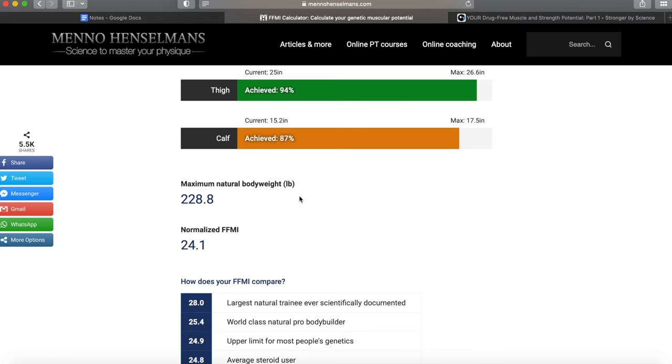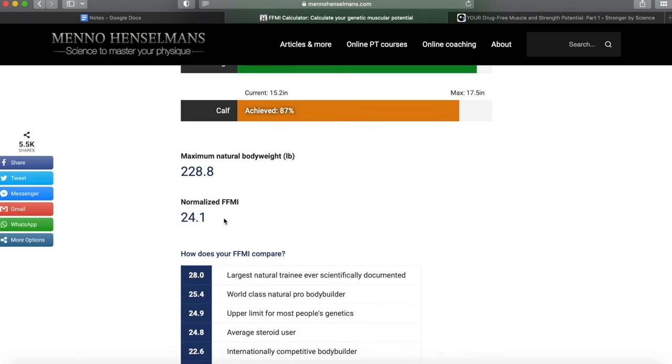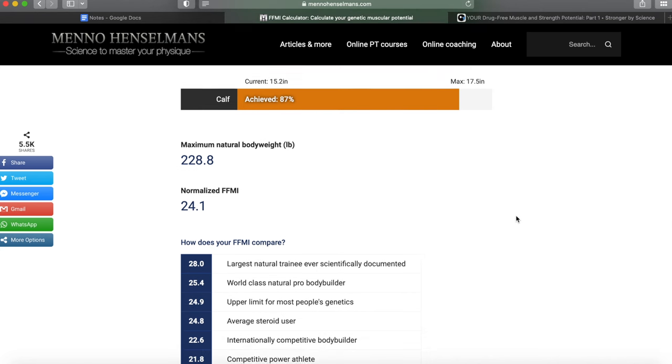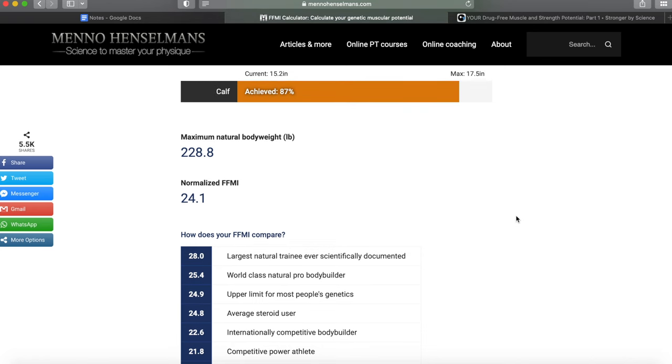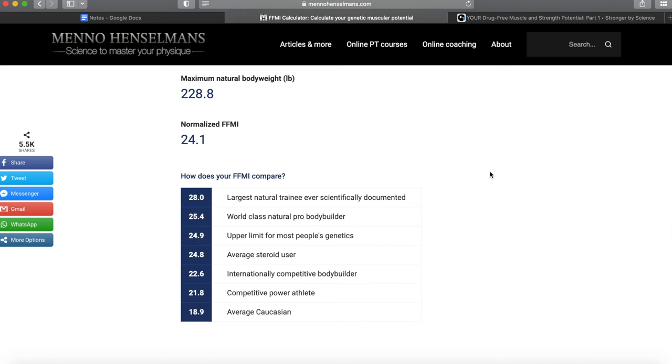So that's pretty cool. FFMI is 24.1. That sounds about right. I know there's that whole thing about 25 being the natural limit, which doesn't seem to be true at all, and we'll look at that in a second. I'm not going to go too in depth on that, but it's interesting to see. How does your FFMI compare?